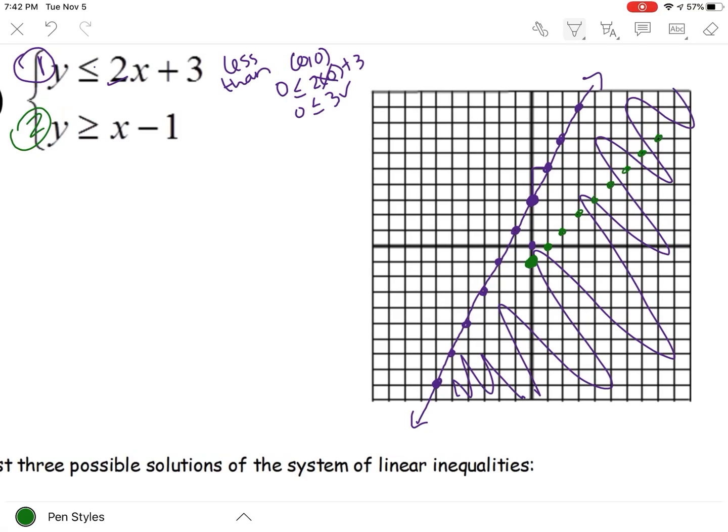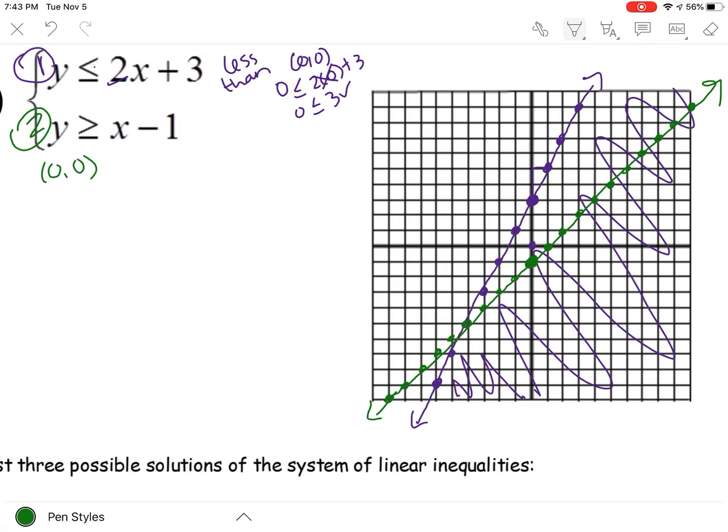And again, we're going to fill the entire thing in because you need to be very accurate when finding these different regions. So here's our slope. Since it's equal to, it's going to be a solid line. We're going to connect all of our dots with a solid line, and then we need to figure out where to shade. So y is greater than or equal to x minus 1, so since it's greater than, we're going to shade above this line.